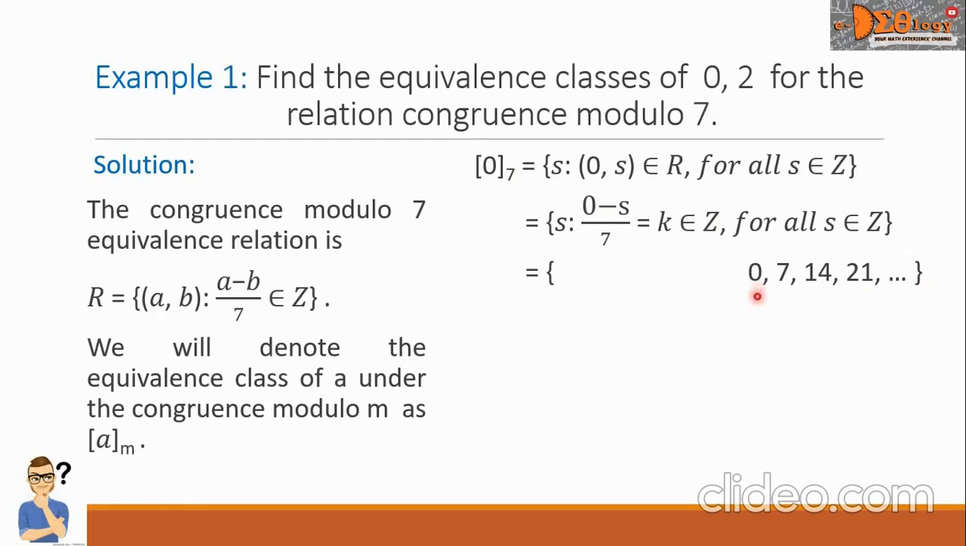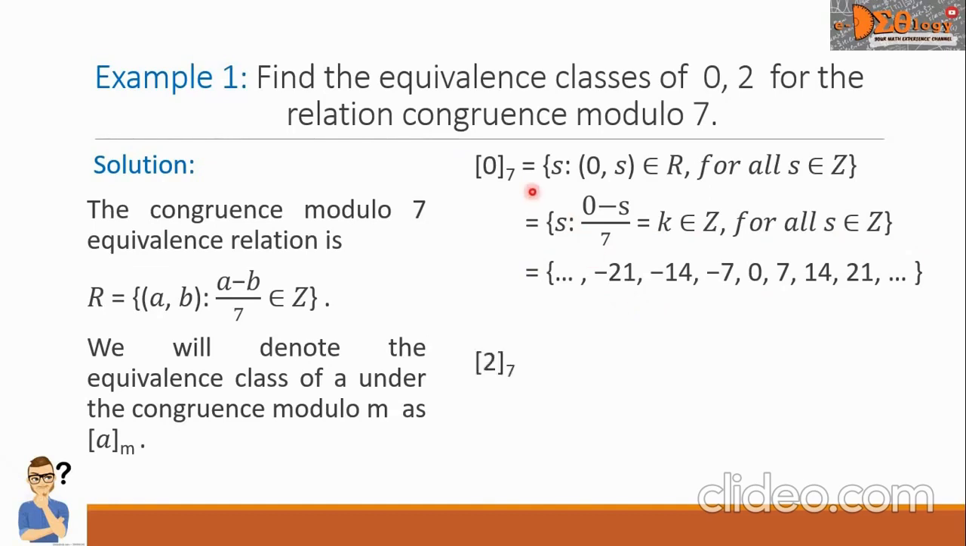On the left side of 0, we will have 0 minus 7, so we will get negative 7. This negative 7 minus 7 will get negative 14. Negative 14 minus 7 is negative 21. This pattern shall continue as we go on the left side. So these are the elements of the equivalence class of 0 for the relation congruence modulo 7.